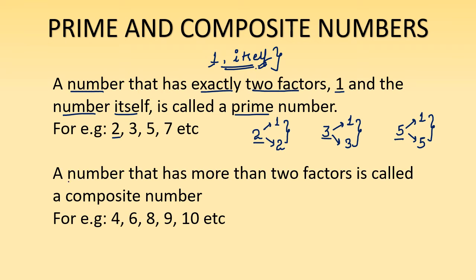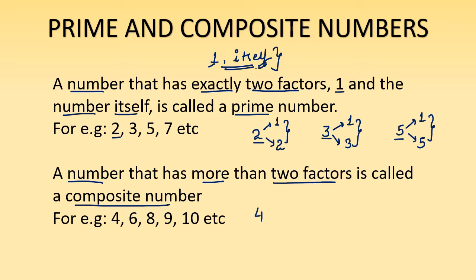A number that has more than two factors is called a composite number. So, those numbers which come in the table of any other number also, they come in the table of 1 and in their own table, but along with it, if they come in any other number's table also, then these numbers are called composite numbers. Composite numbers are multiples of some numbers like 4, 6, 8, 10 and so on.